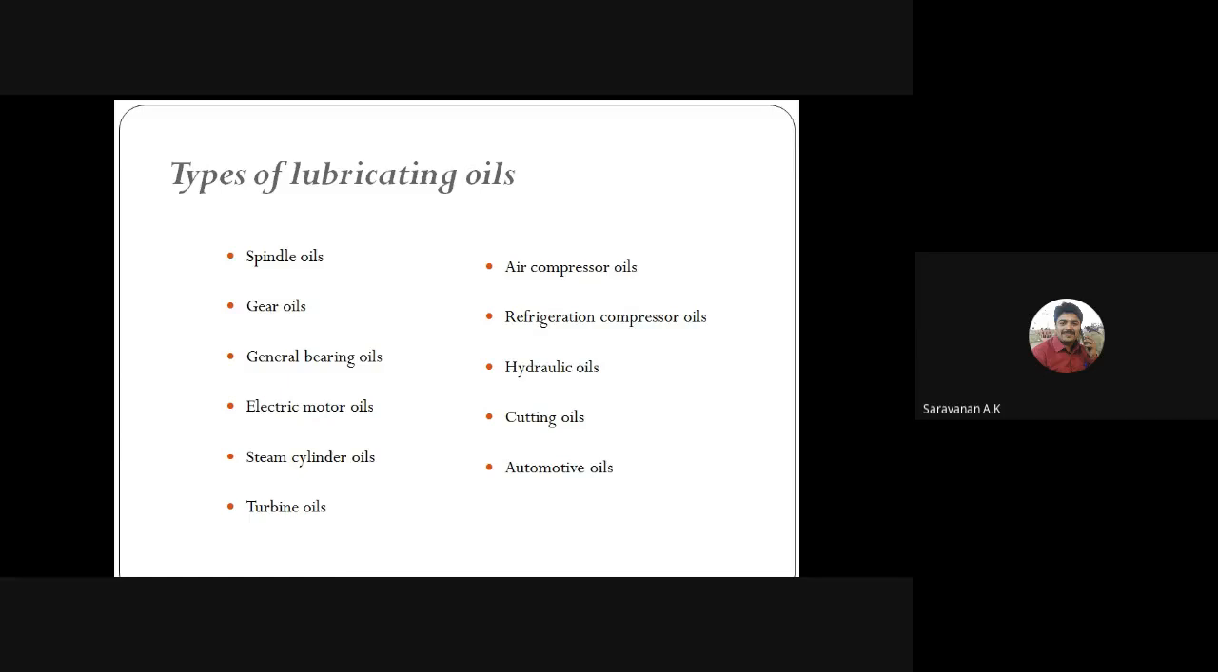Then the refrigeration compression oil. Here also, wherever there is compression, high temperature will be developed, right?